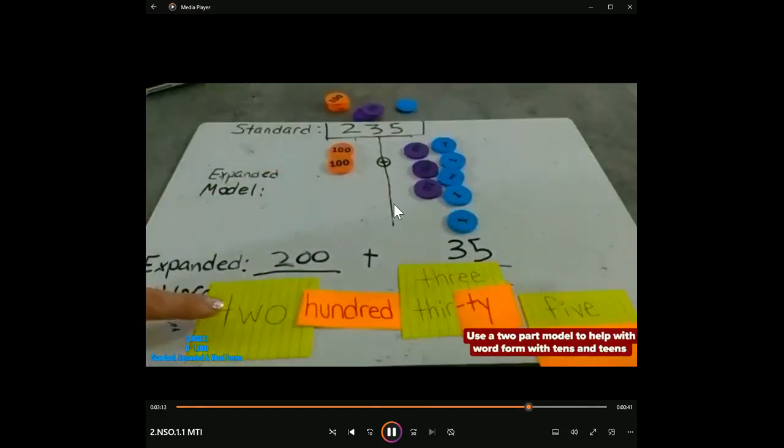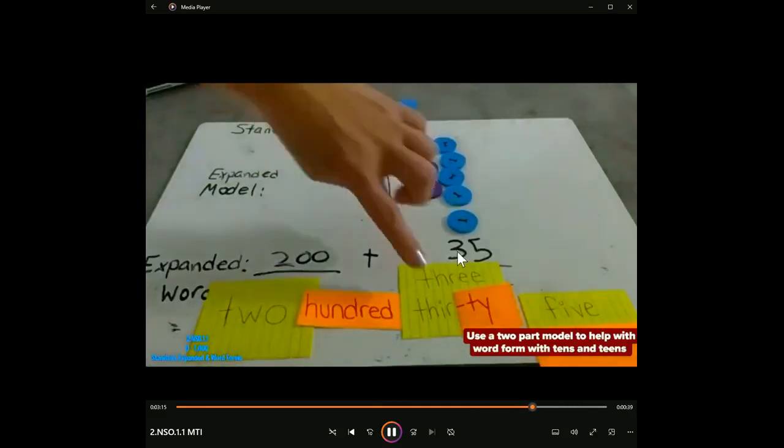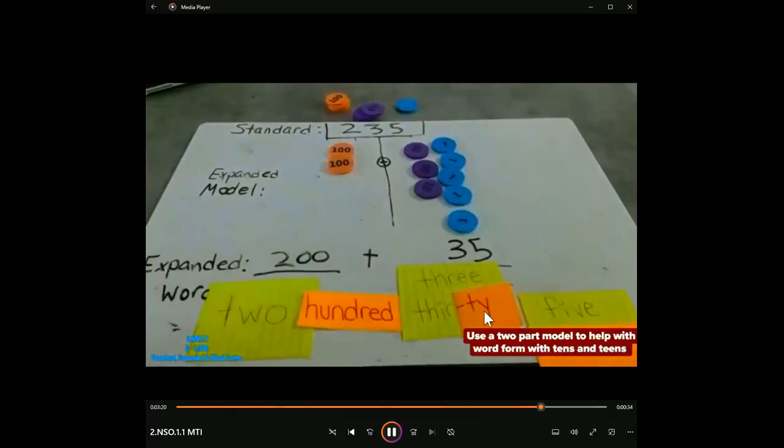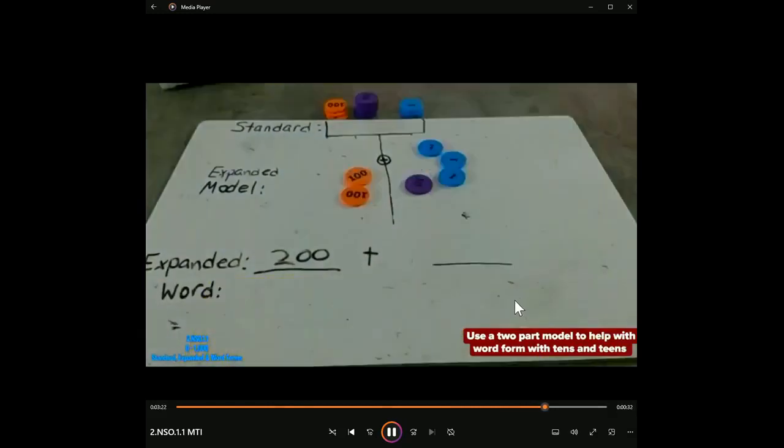Sometimes this 2-part chart will also help struggling students that are still working on the difference between a number such as 30 or 13.